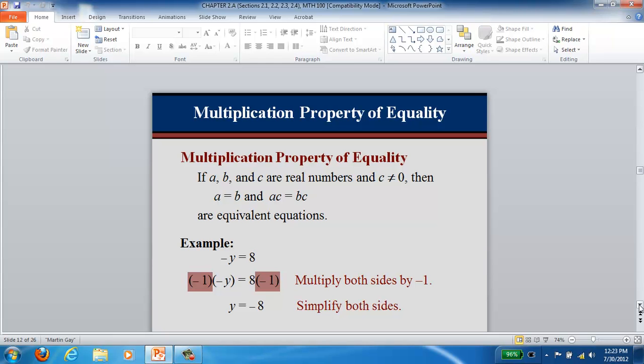The multiplication property of equality. If a, b, and c are real numbers and c does not equal 0, then a equals b and ac equals bc are equivalent equations. For example, negative y equals 8. You multiply both sides by negative 1, leaving you the final answer as y equals negative 8.